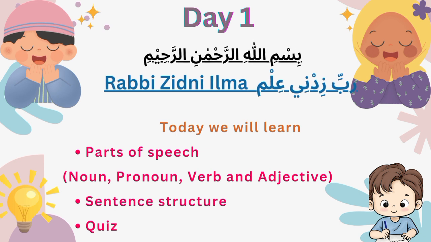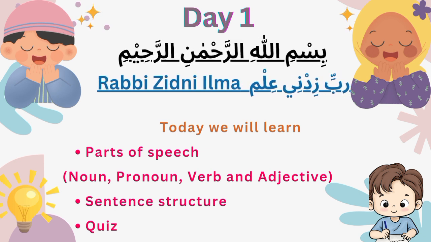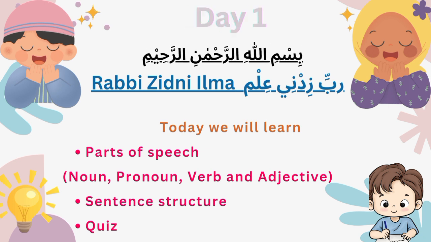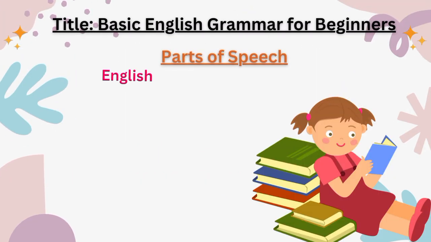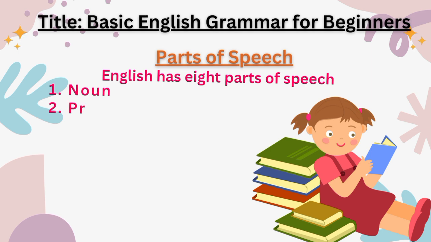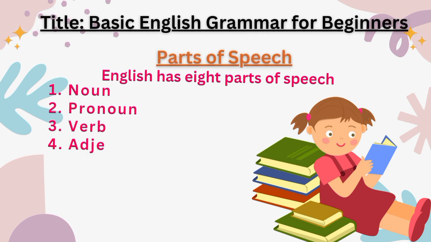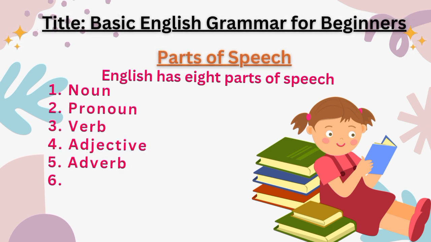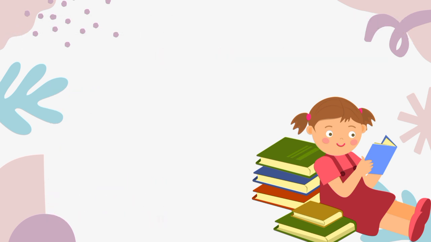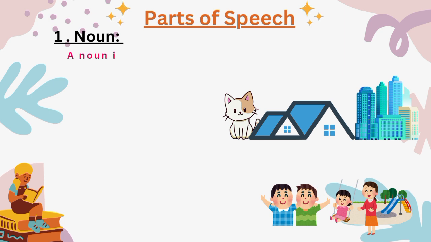Hello everyone, I'm Sana and today we will learn about noun, pronoun, verb and adjective. We will see how they fit into sentences and finish with a quiz. In English, there are 8 parts of speech and each one plays a different role in a sentence. Let's look at each one. Number 1, noun, pronoun, verb, adjective, adverb, preposition, conjunction and interjection. Today we will focus on 4 of these: noun, pronoun, verb and adjectives.